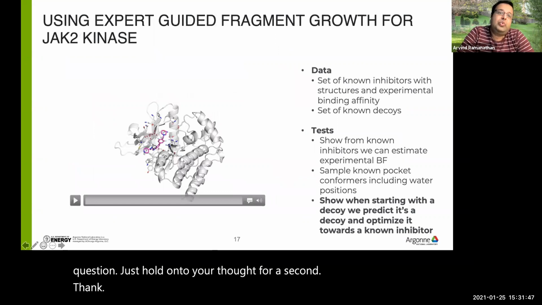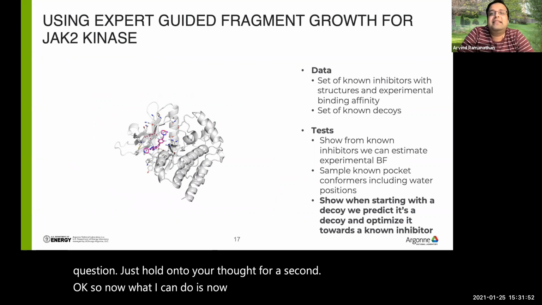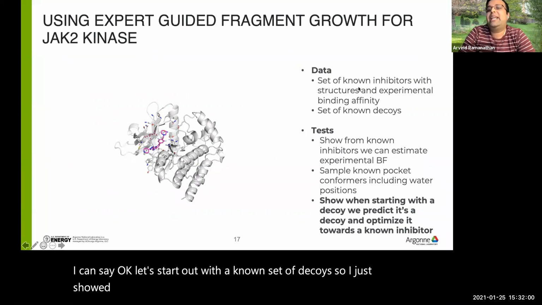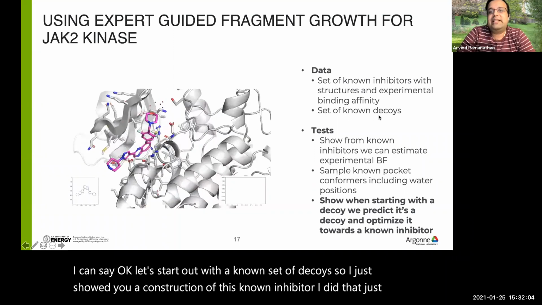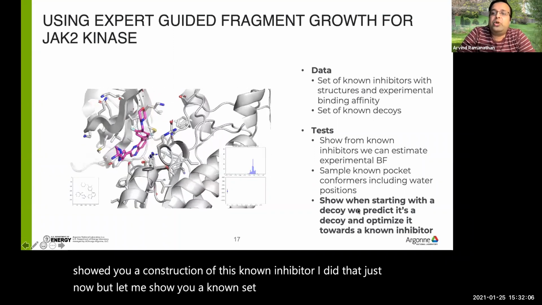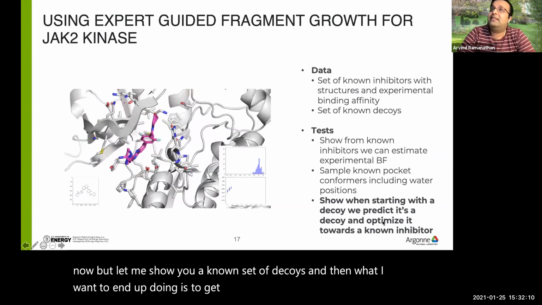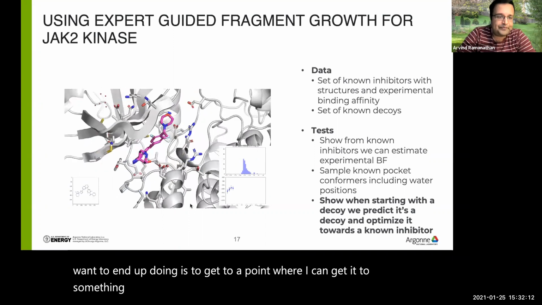So now what I can do, with this very same idea, is start out with a known set of decoys. I just showed you a construction of this known inhibitor, right? I did that just now. But let me show you a known set of decoys. And then what I want to end up doing is to get to a point where I can get it to something that looks like a known inhibitor.